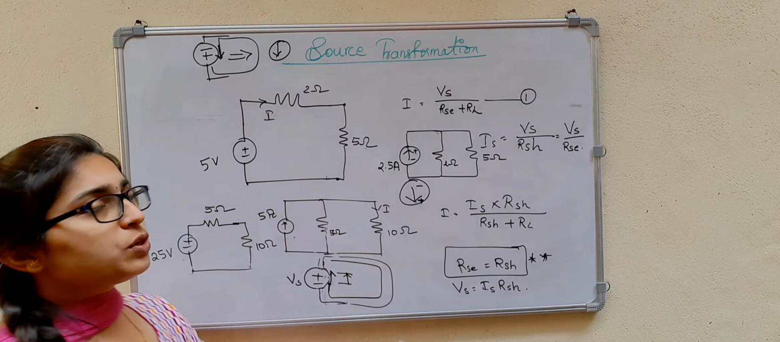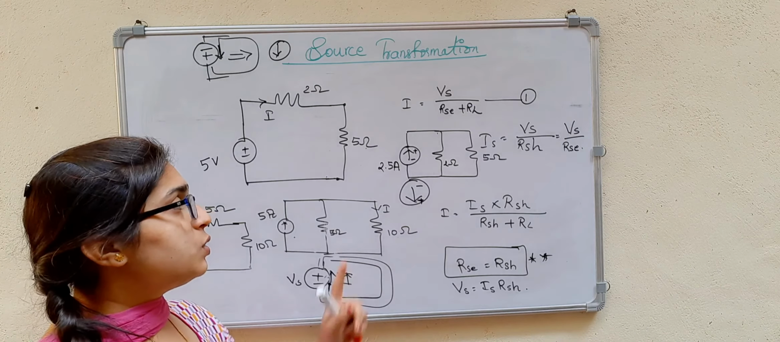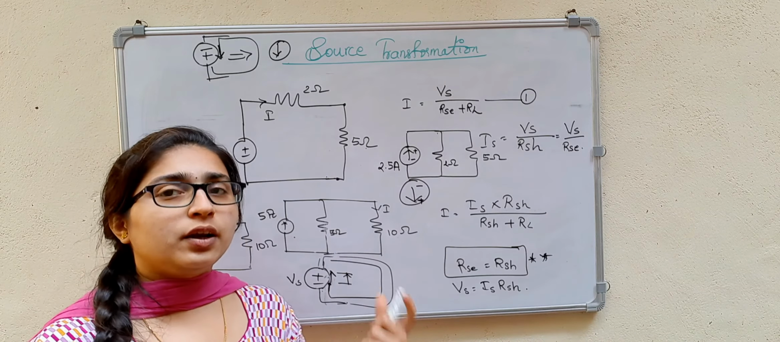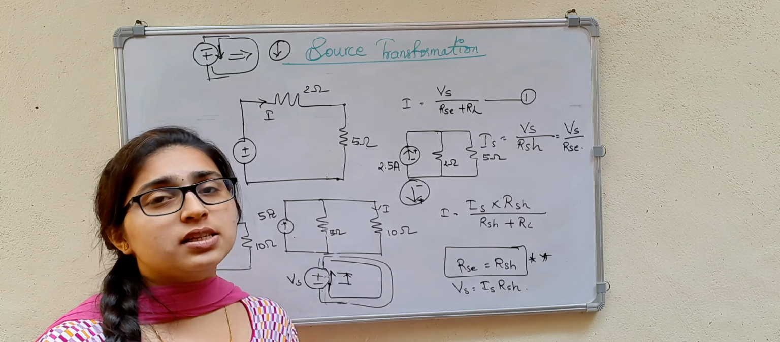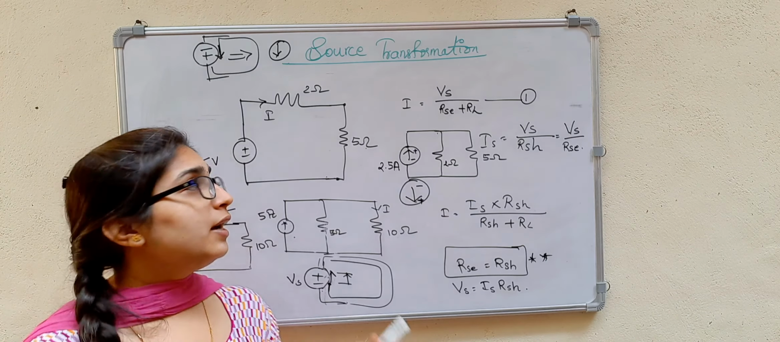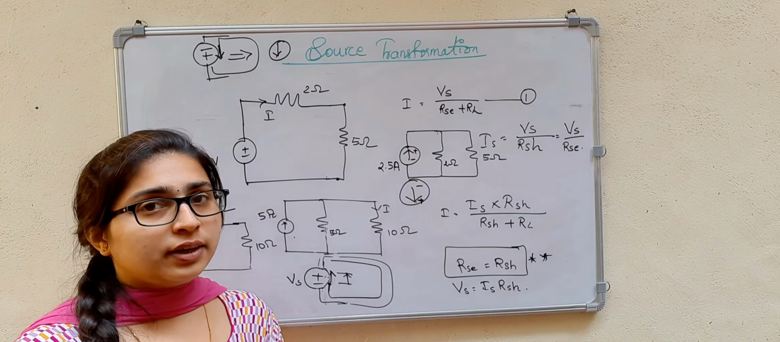This is how we are going to convert the voltage source to current source and current source to voltage source. And if the circuit consists of dependent sources, then also we can apply this source transformation technique. And let us solve some problems in the next video.